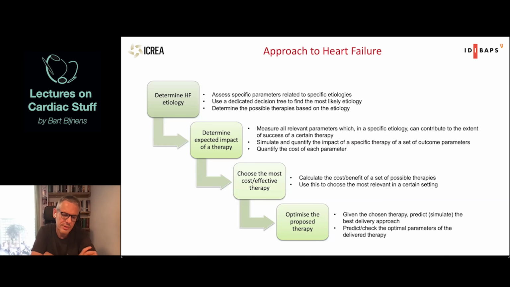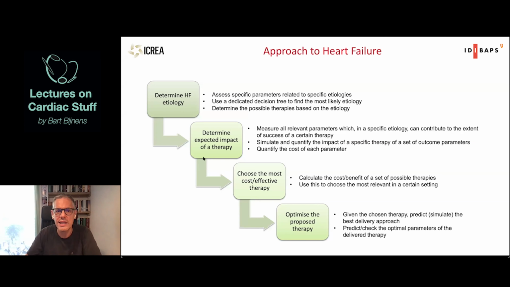So I think it's really important that if you assess heart failure patients, you try to identify these etiologies. And obviously, in order to identify them, you need to know them. So you need to find specific parameters that can discriminate different etiologies. That's why I want to discuss today one of these etiologies that can lead to heart failure, which is related to an abnormal activation system or an abnormal conduction system.